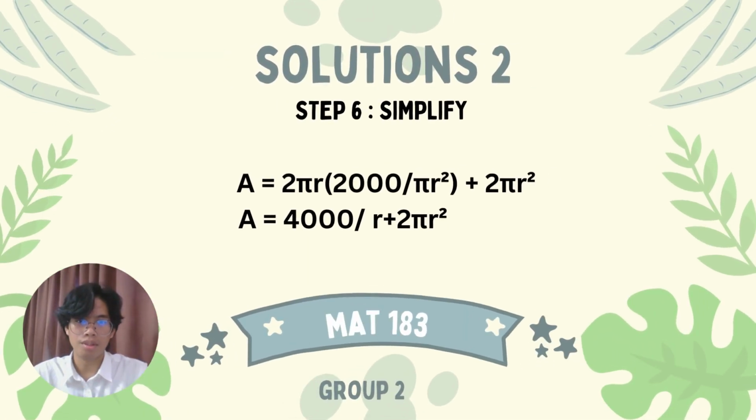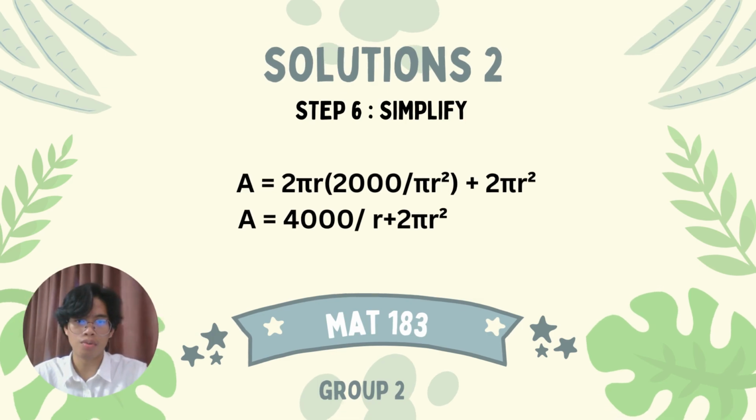Step 6, we need to simplify the equation of the area. So first, we write down the equation, which is A equals 2 pi R times 2000 over pi R squared plus 2 pi R squared. Then we simplify the equation and we get A equals 4000 over R plus 2 pi R squared.